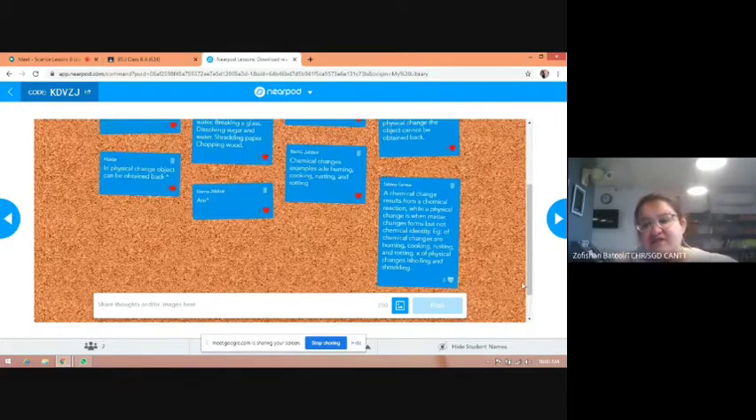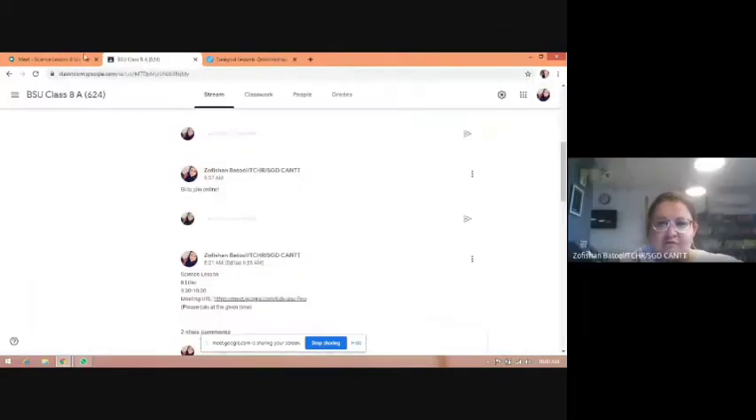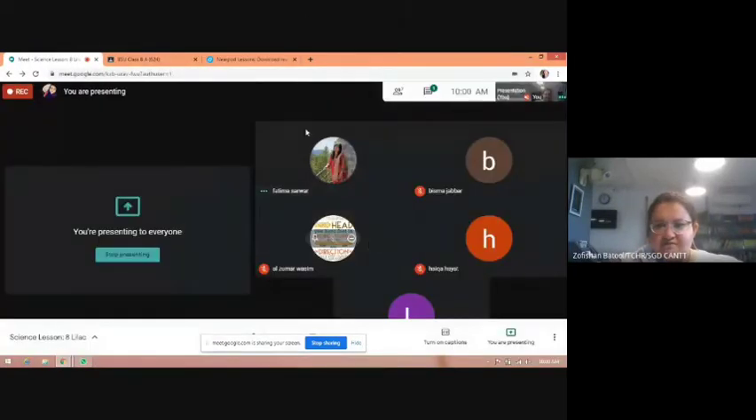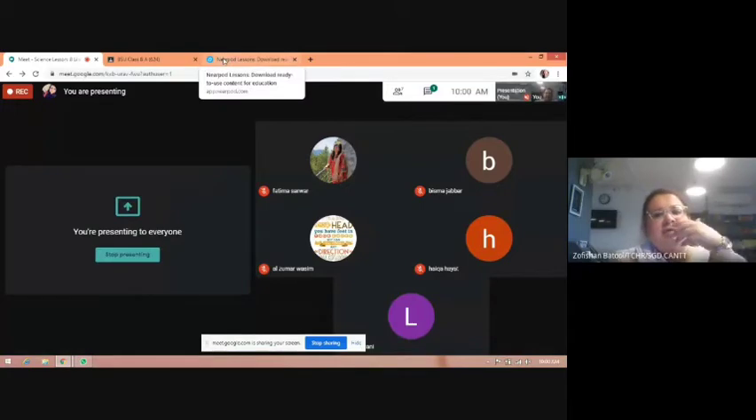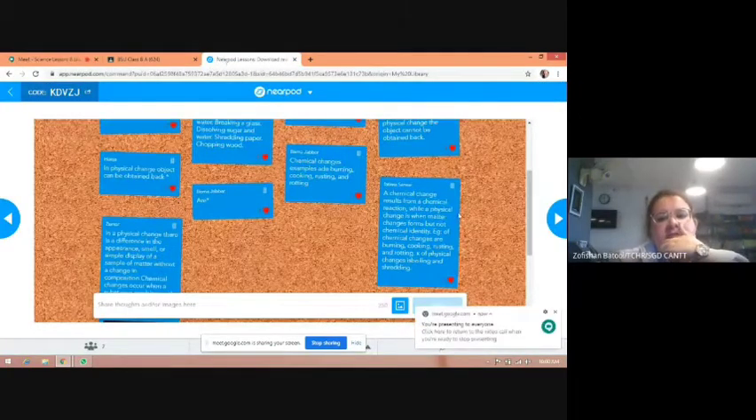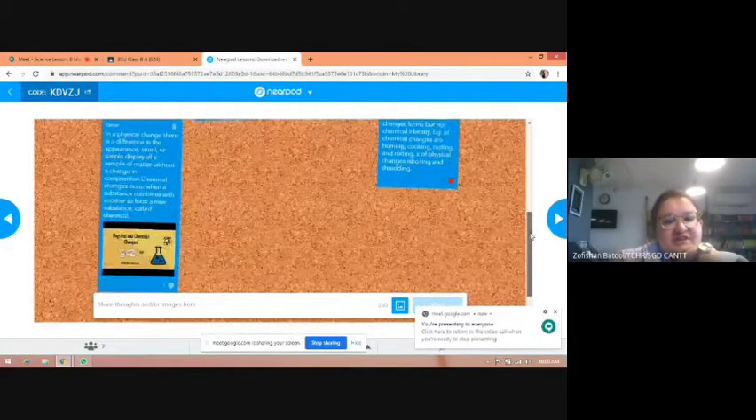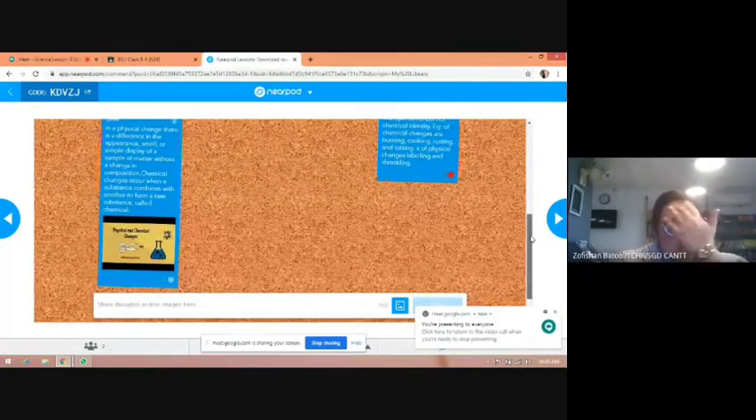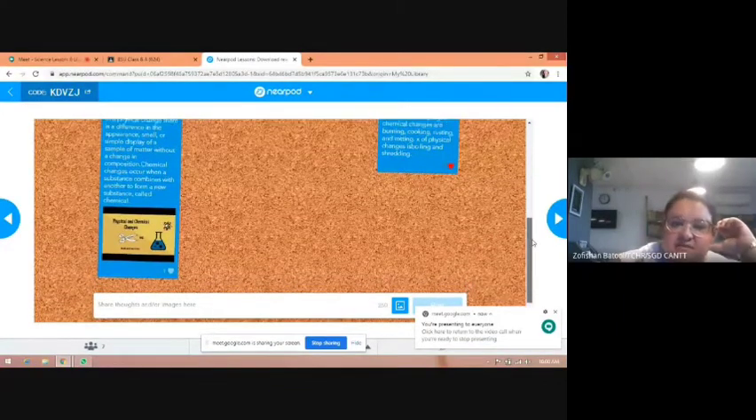Yes, and physical change results from... and as an example of physical change, I had written it down. Okay. Zoomer is saying in physical change there's a difference in appearance, smell, display.